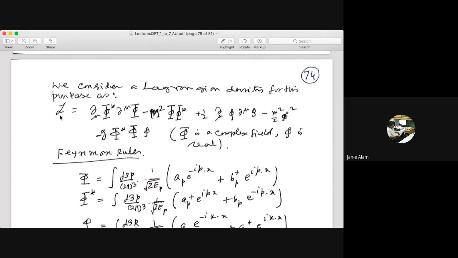So, but L has to have dimension M4. So G has a positive mass dimension, so this theory is renormalizable. There is no problem. If you take here, let us say, phi squared, still it will do, because then you will have a dimension M4 and G will be dimensionless. But if you take phi cubed, gone, because that will have a dimension M5, so G will have a negative mass dimension, and that theory will not be renormalizable.